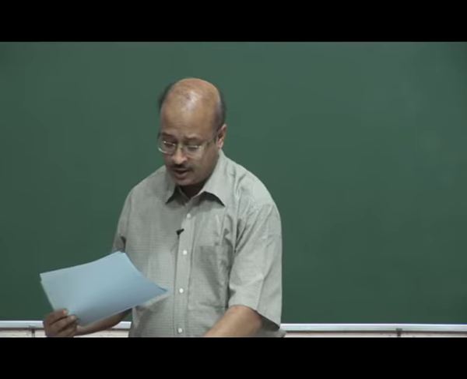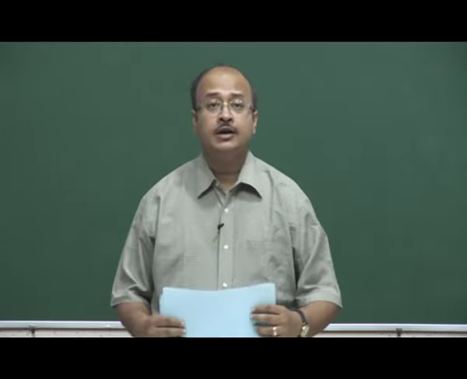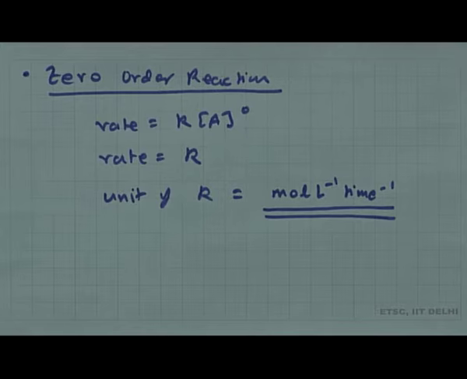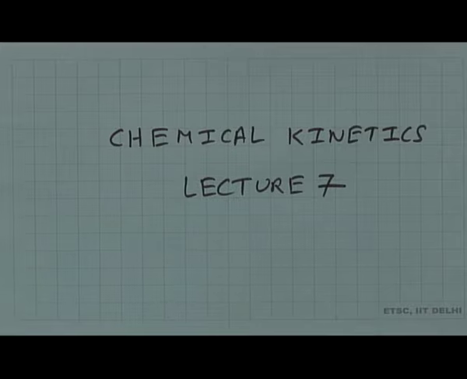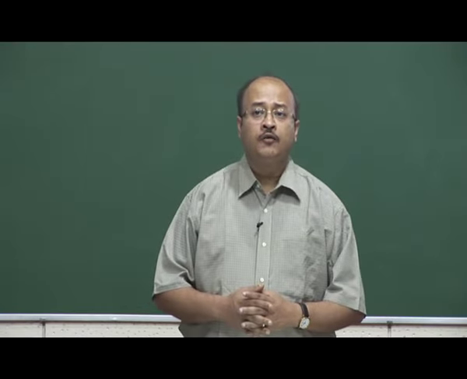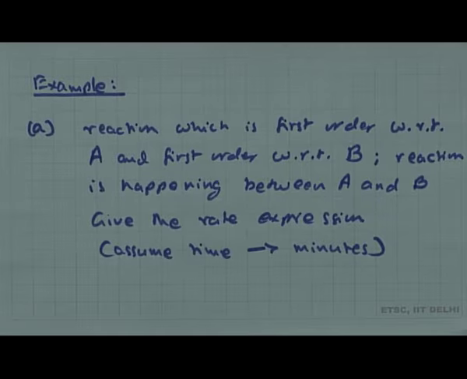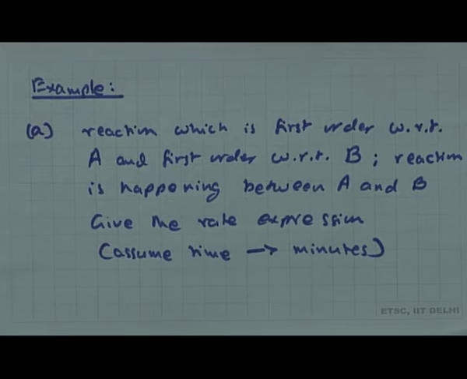Then you go to a zero order reaction. For the zero order reaction, the rate is equal to k times the concentration of the reactant raised to the power 0, that means rate is equal to k. So whatever the unit of rate is, that turns out to be the unit of k, the rate constant. We did a very quick example: if you are given a reaction where both A and B are involved as the reactants, and it is told to you that the reaction is first order with respect to A and first order with respect to B, then can you write the rate expression? You assume the time to be in minutes.